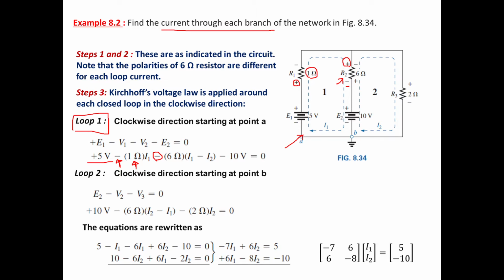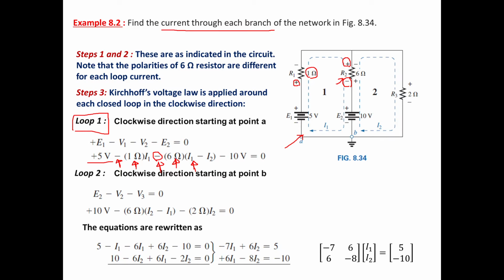We are in loop 1. So the current is flowing from plus to minus. So it is voltage drop. So we have to put negative. Product of resistance into current. Resistance is 6. Why I1 minus I2? Because we are in loop 1. We have to write the current I1 first.